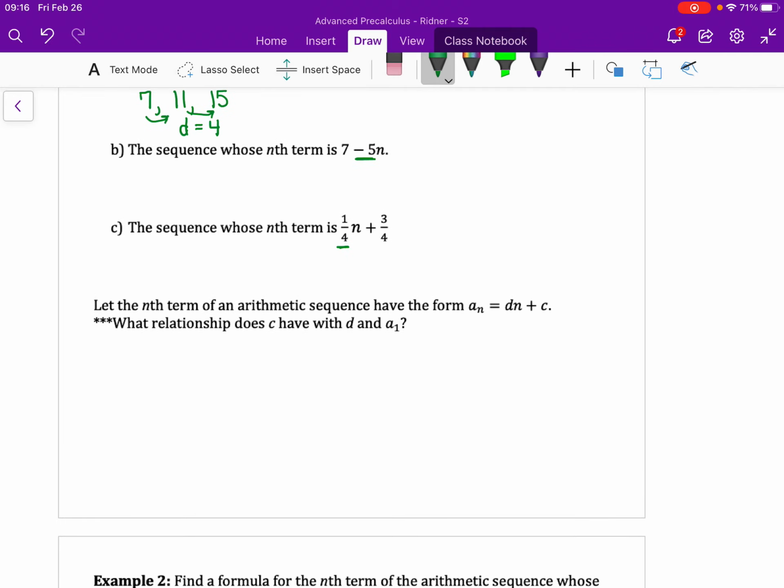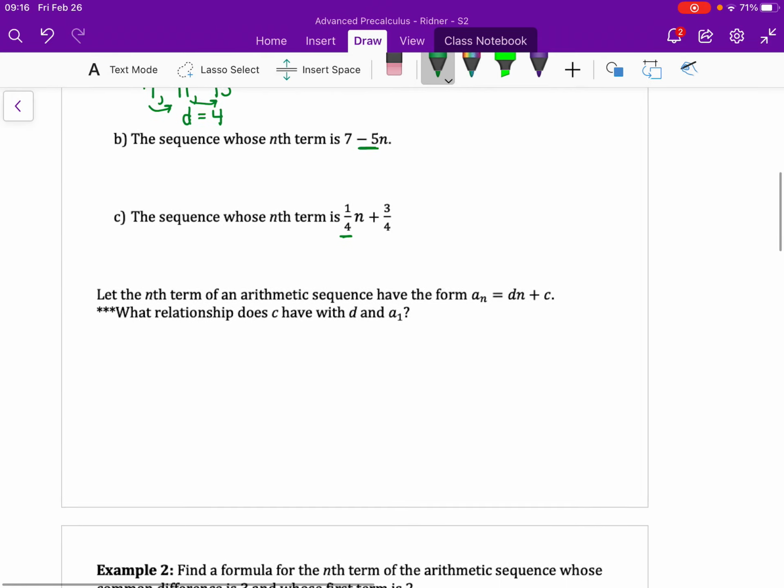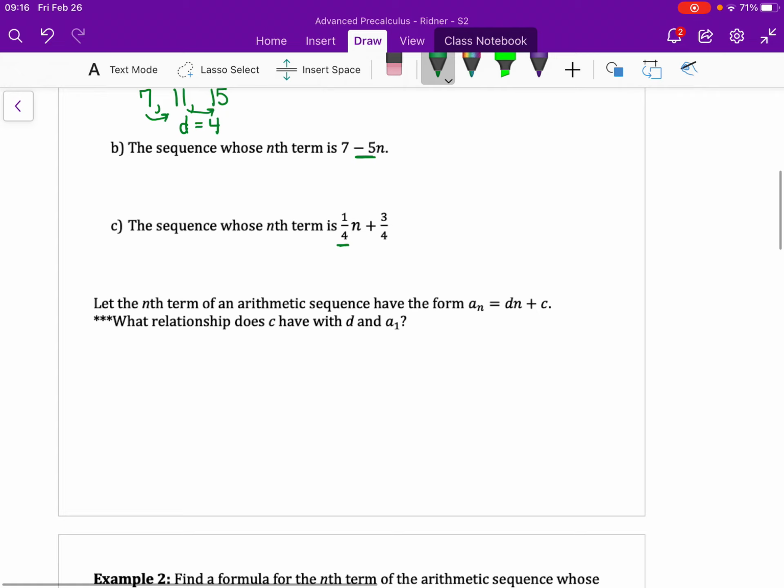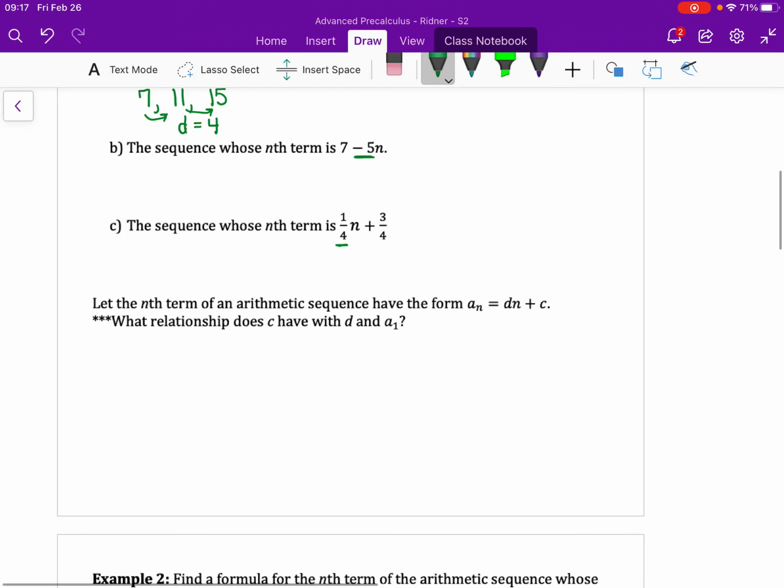Okay, so this question says, let the nth term of an arithmetic sequence have the form of a sub n equals dn plus c. So that's what we just looked at, all the examples. What relationship does c have with d and a sub 1? So c is equal to the first term minus the difference.